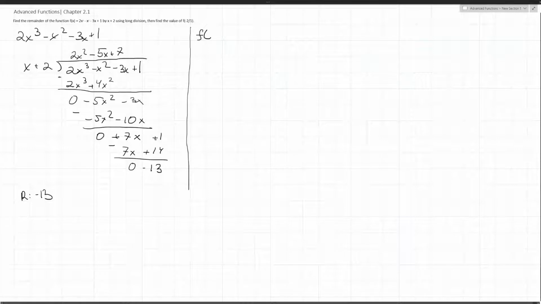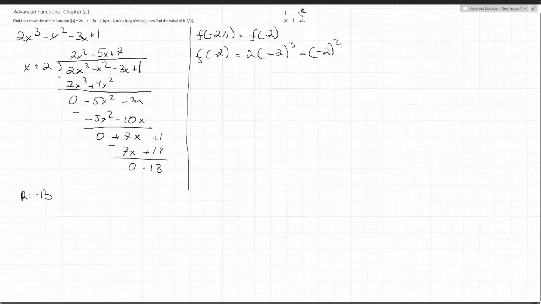So our binomial was x plus 2. Since it was x plus 2, what we need to do is find our a and b values. Our b value is negative 2 and our a value is 1. So we find negative 2 over 1, which is of course equal to f of negative 2. So f of negative 2 is equal to 2 times negative 2 to the power of 3, minus negative 2 to the power of 2, minus 3 times negative 2, and then plus 1. This equals 2 times negative 8, minus 4, plus 6, plus 1.